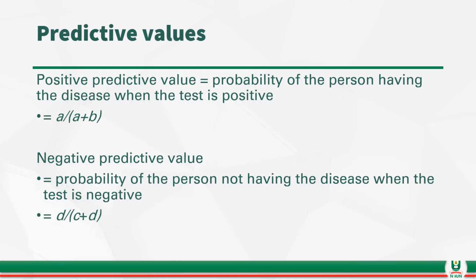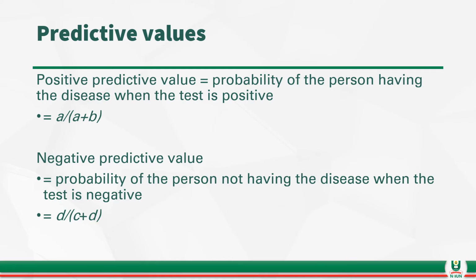So we go into what is called predictive values. Predictive values simply means, using that table as well, positive predictive value means probability of a person having the disease when the test is positive. The probability of a person having the disease when the test is positive, and that is A over A plus B.